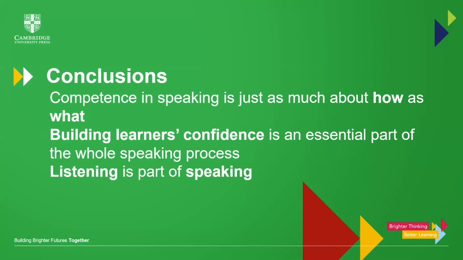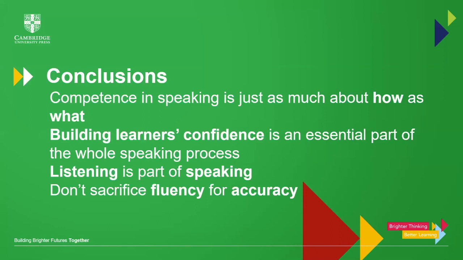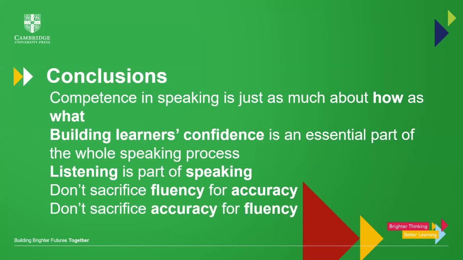And we've seen a lot of arguments about accuracy and fluency. And I think the conclusion is that we mustn't sacrifice fluency for accuracy. In other words, let's not focus too much on accuracy so that fluency suffers. But at the same time, flip it round, let's not sacrifice accuracy for fluency. So both are important, as we've seen. It's not one versus the other. It's not one or the other. It should be fluency and accuracy should be our goals.